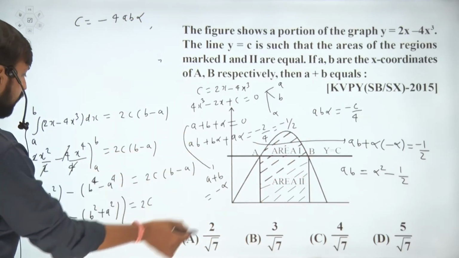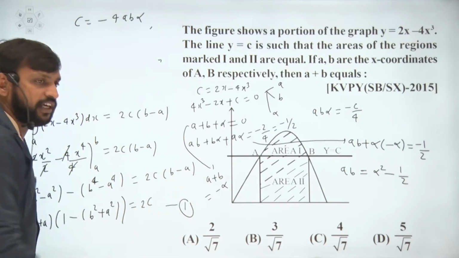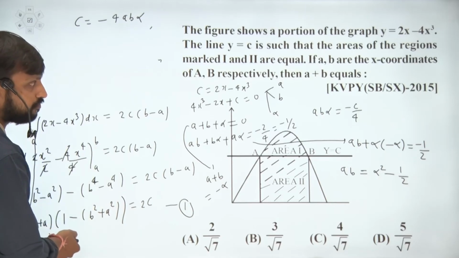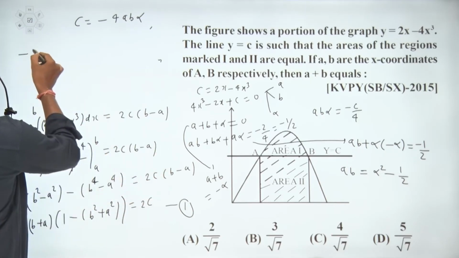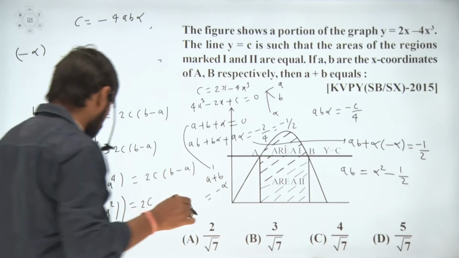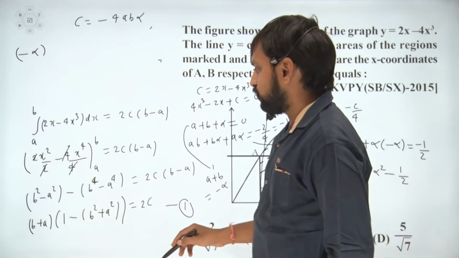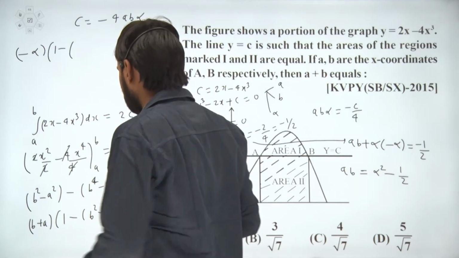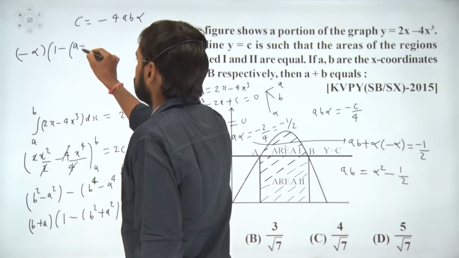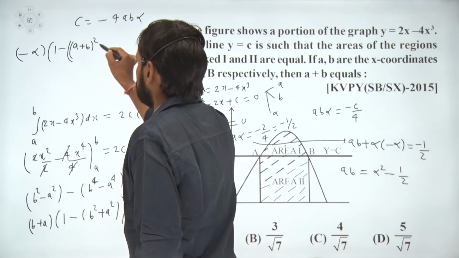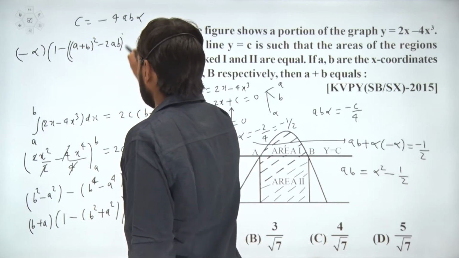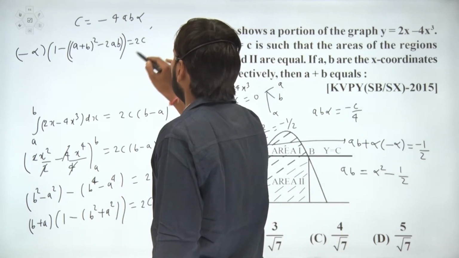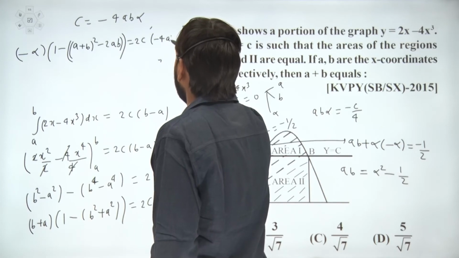Now I am putting all the values in this equation number 1. Then if I put all the values, what will I get? a plus b is minus alpha, and that is 1 minus (a square plus b square). So we can write that as 1 minus (a plus b) square minus 2ab. Now that will be 2c, and c will be minus 4 ab alpha.